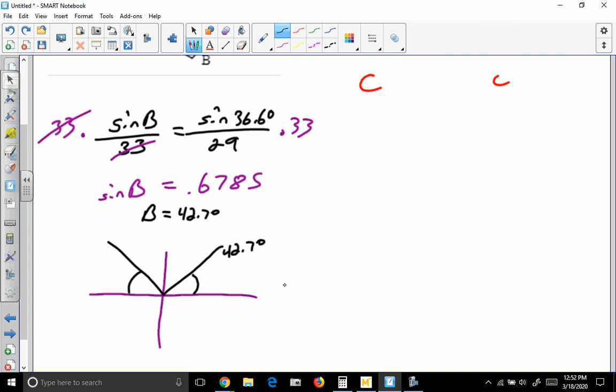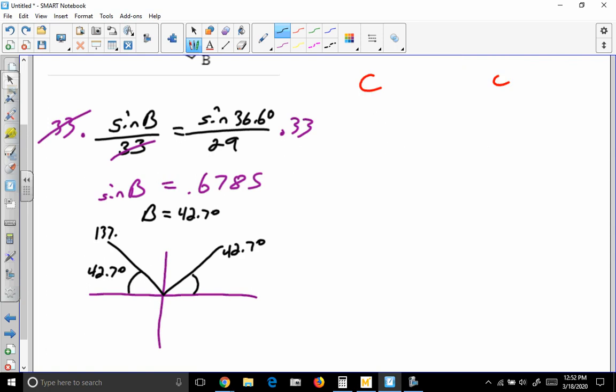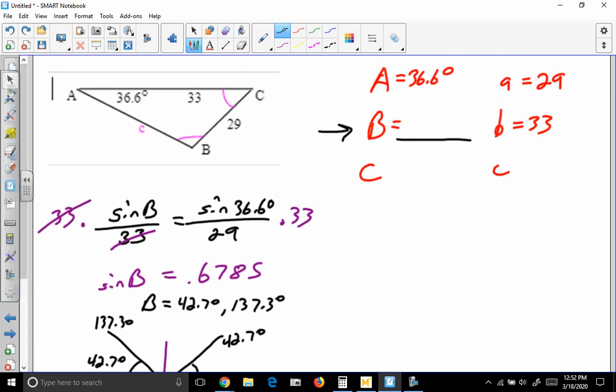To get the answer in the second quadrant, we use that same reference angle. That's 42.7 degrees before 180. So 180 go backwards 42.7. So 137.3 degrees is also a possible answer for B. So we know that B can be 42.7 degrees. But let's think, is it possible with that angle A for B to also be 137?